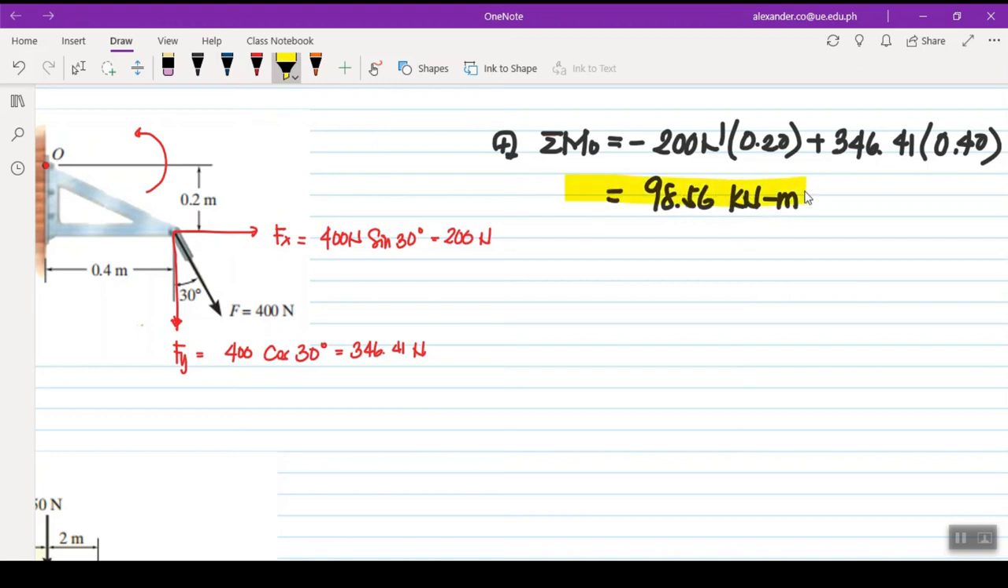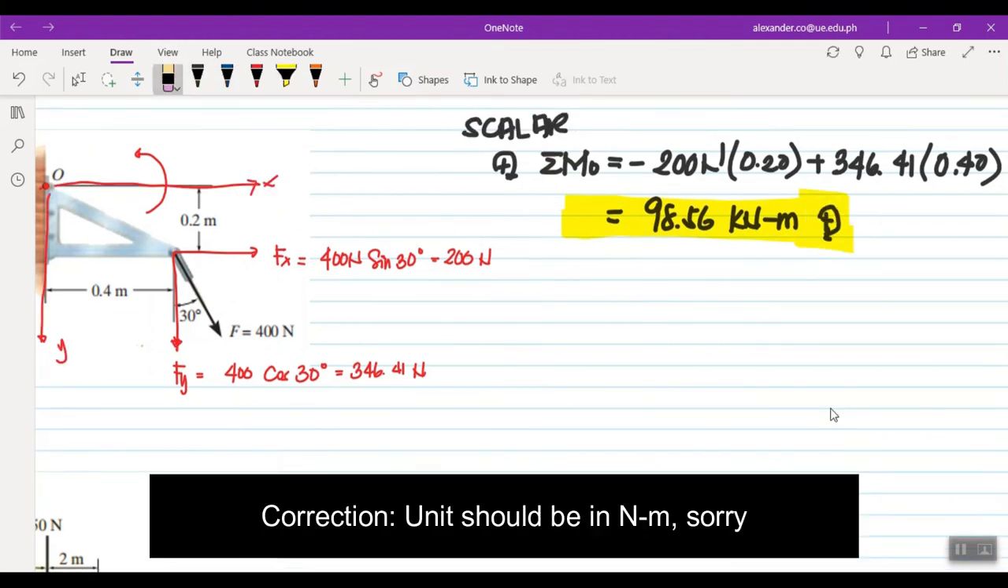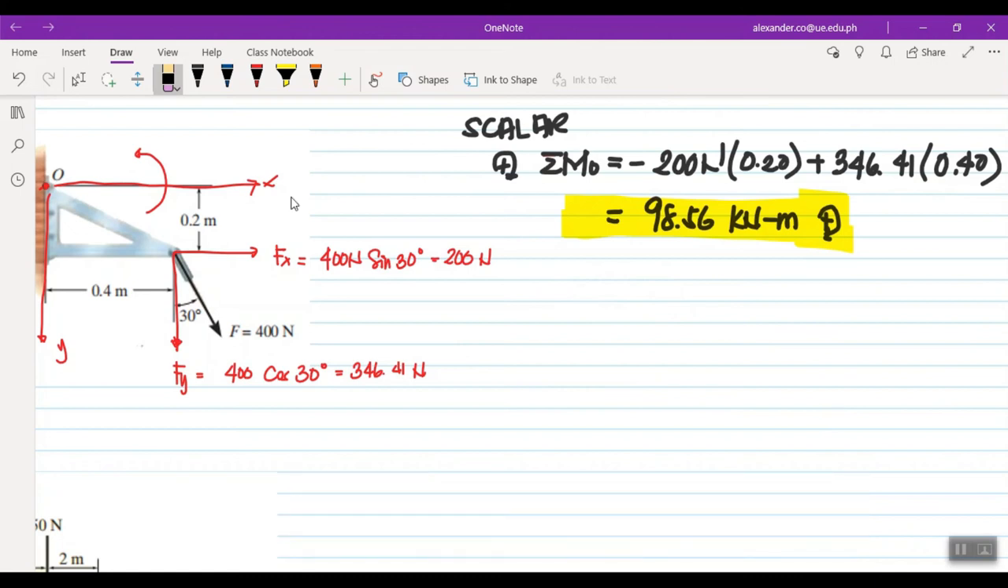Meron pa bang ibang way to solve? Sa nakikita ko, wala na, no? Okay, ito yung scalar. So, tapos na tayo sa scalar. Sa scalar, review tayo, no? Tatlong method yung pinakita ko sa inyo. Now, dito sa number 2 problem, pinakamaganda yung method 2, okay? Whatever method kung saan nyo gusto. Ako, yan ang pinili ko.